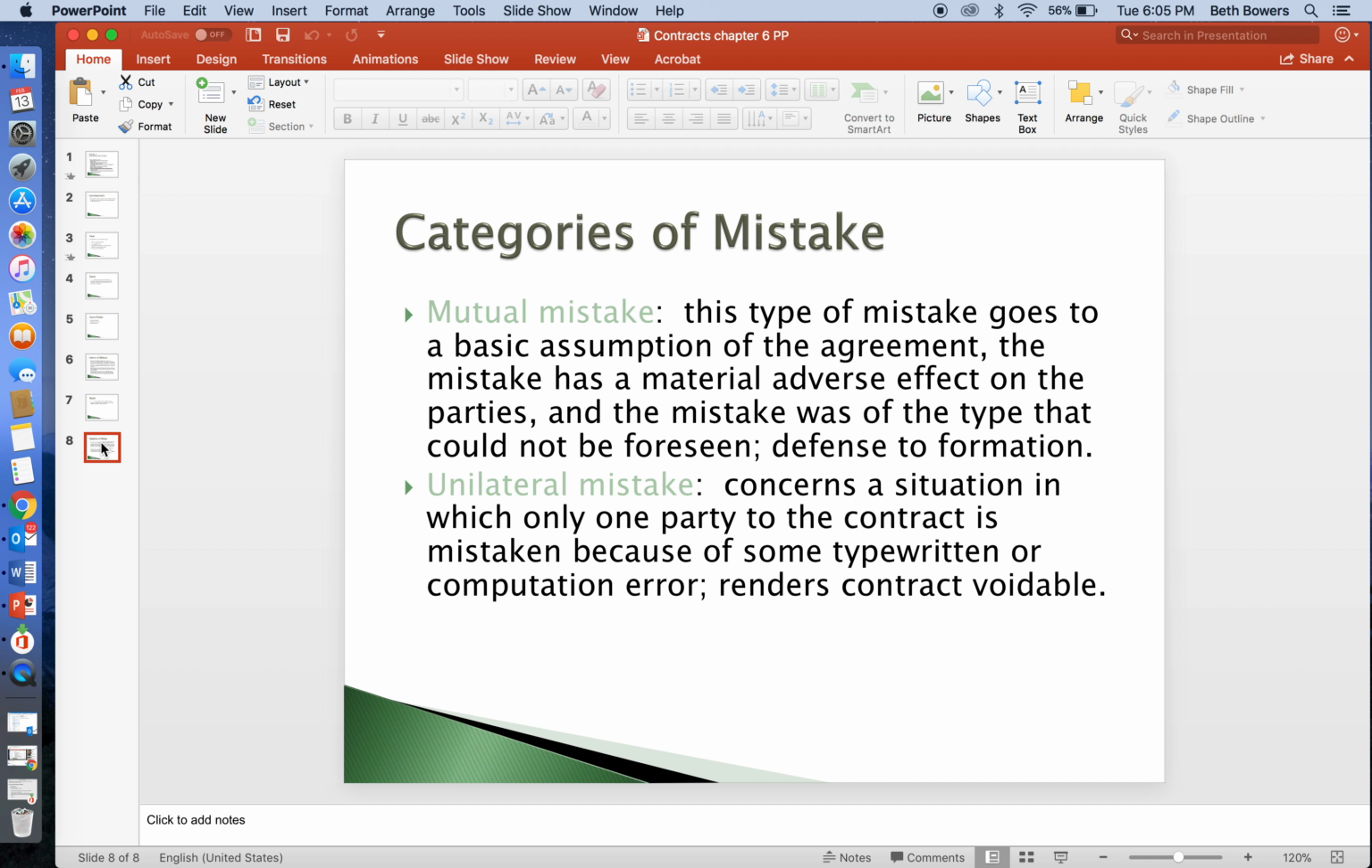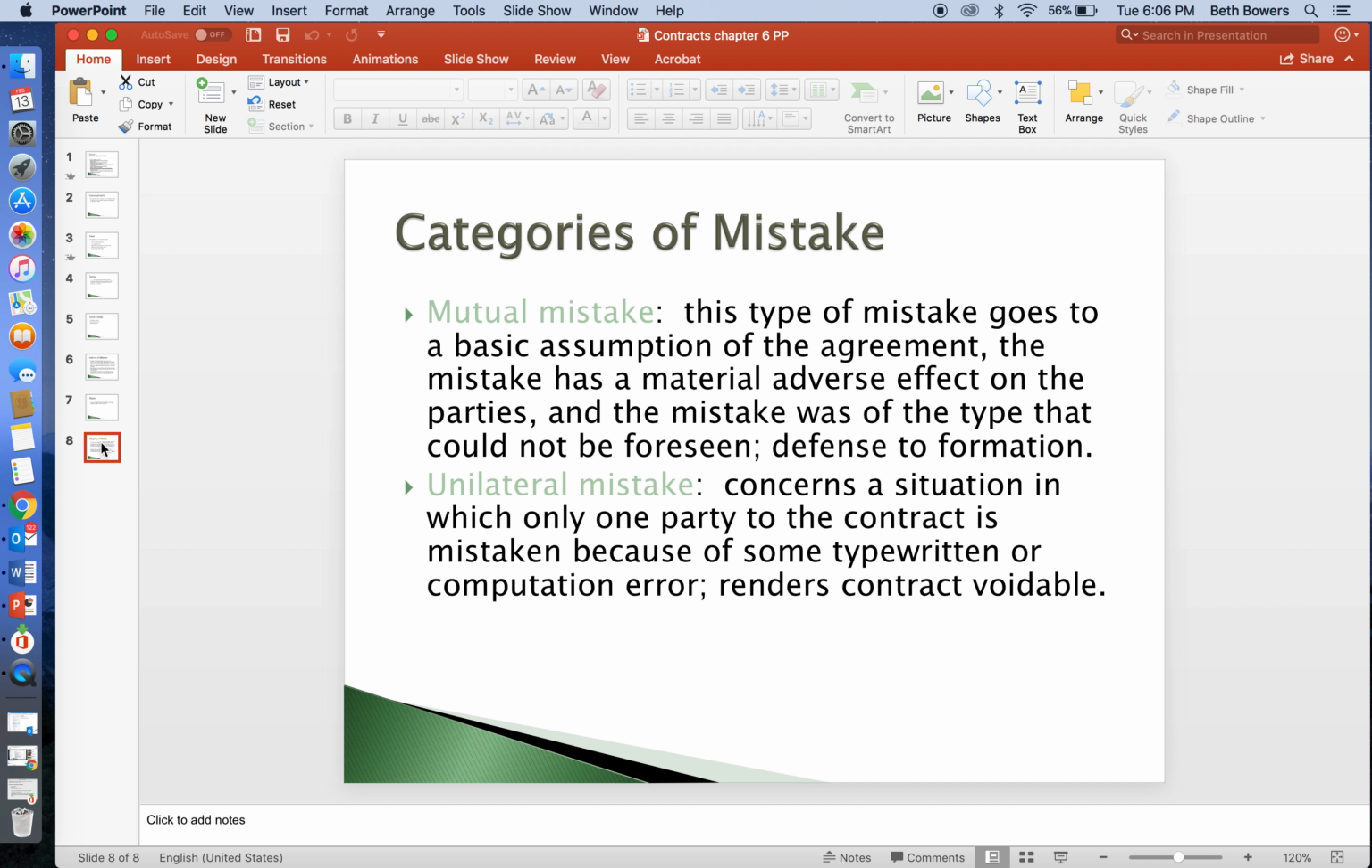There is no contract here. Both parties are mistaken with respect to the basic assumption underlying the agreement, which is that the property could be used for commercial purposes. So this would be another example of a mutual mistake. What the parties intended to do with the property cannot be done anymore. So this would invalidate the formation of this contract.